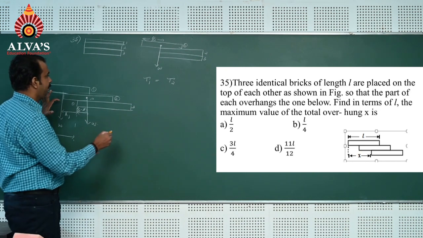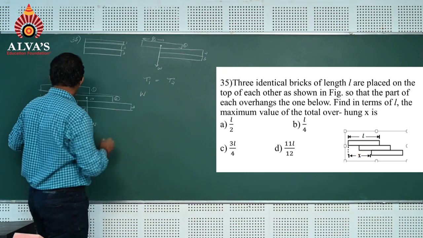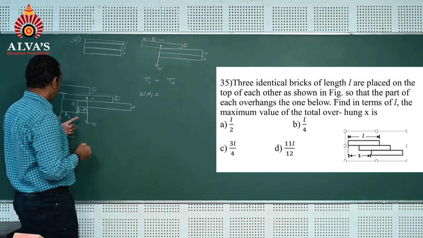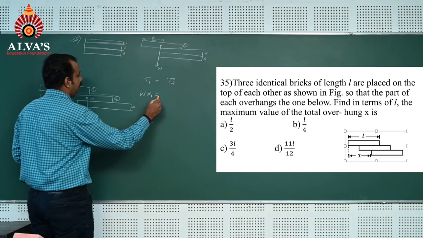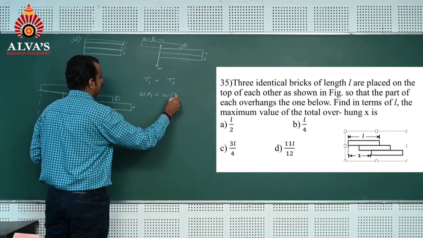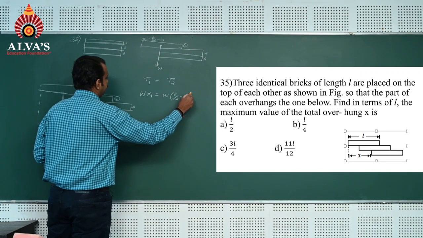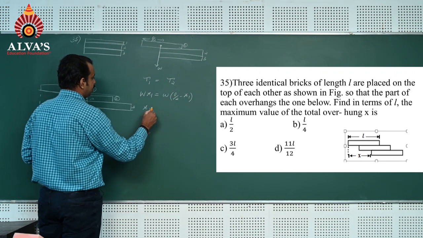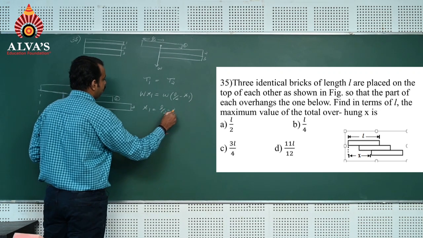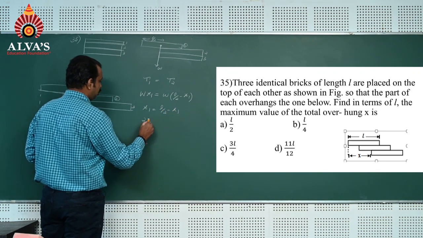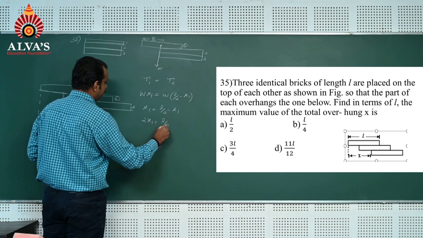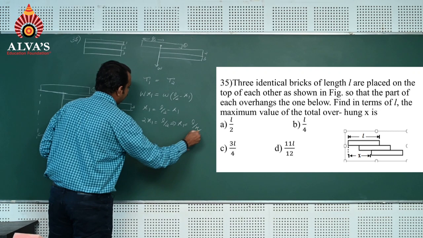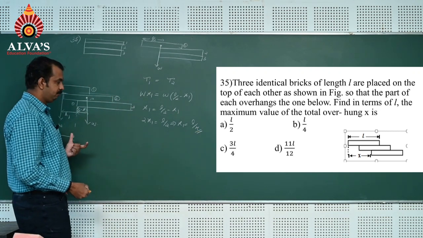Torque tau 1 is W into x1, which is equal to torque tau 2, W into L by 2 minus x1. That W gets cancelled. x1 is equal to L by 2 minus x1. It is 2x1 is equal to L by 2. That implies x1 is equal to L by 4.